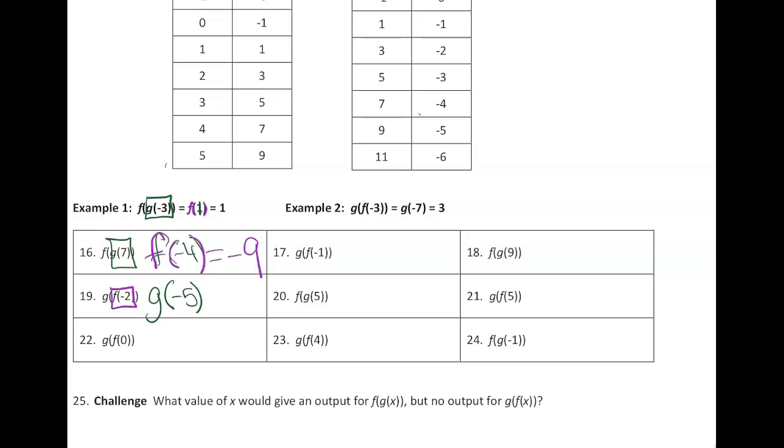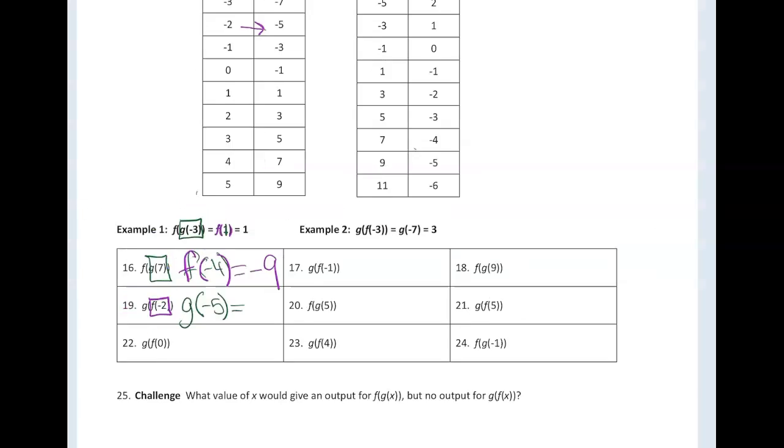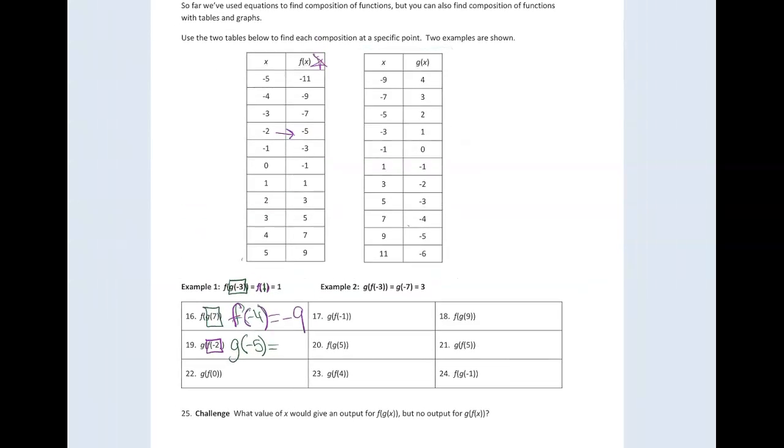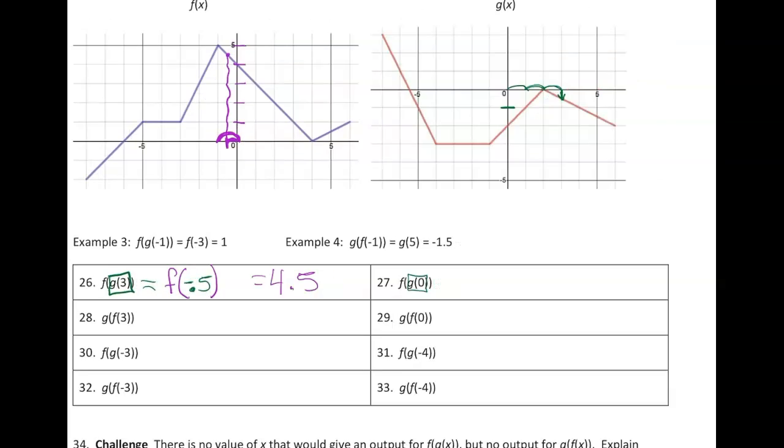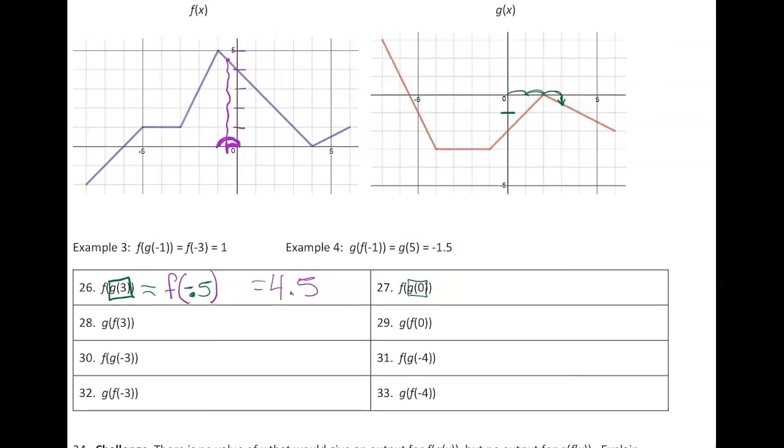I'm now going to use my green chart, my second chart, because that's my G chart. I'm going to go to x is -5, and it points to 2. Okay. So that's going from a chart with our composites. Then we do it with graphs. Okay, so you can see I have a couple of writings on here from earlier today. Let's do a couple of examples.